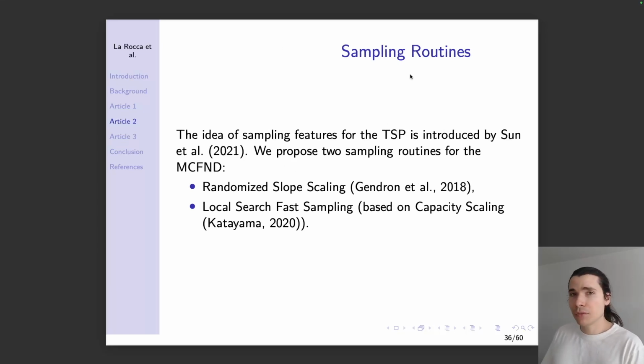We use sampling routines to generate useful features. To do so, we use randomized slope scaling and local search sampling, which is based on capacity scaling. These methods, you can think of them as specialized heuristic algorithms for the network design. They're very good at finding rough approximations of good high quality solutions, and they're very fast. We use those to generate features, and these features are used as input to our ML model.